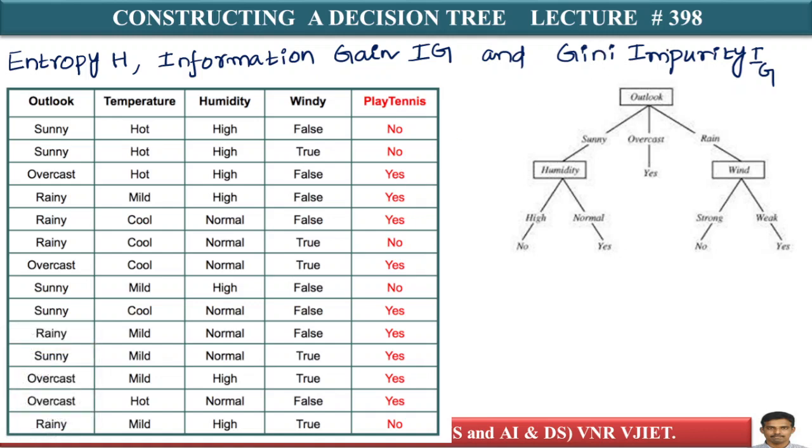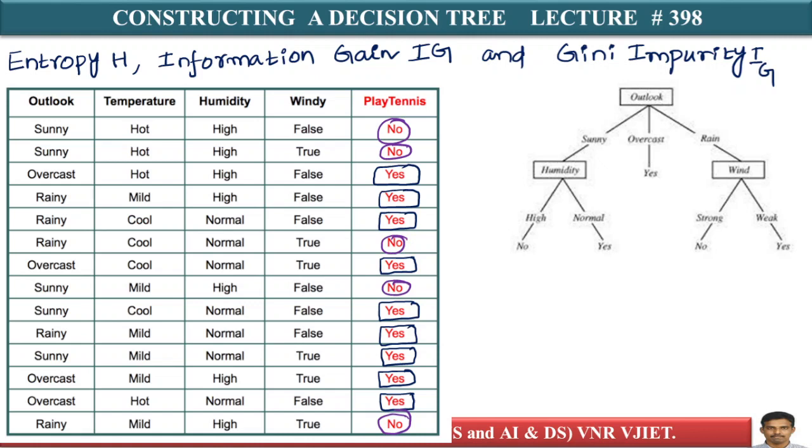We will start at the very top, meaning in this particular construction, we will start with Outlook. I have a data set D with 9 positive points. Just see, S means positive points, and 5 negative points. No means negative points.